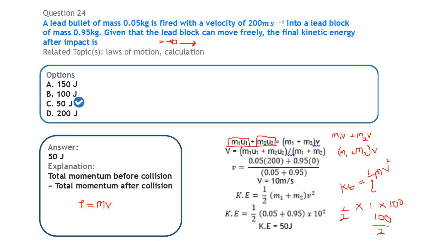Basically, the total momentum before collision, that is before the collision between that bullet and that block into which it was fired, is going to be equal to the total momentum after collision. Now the formula for momentum is that momentum is equal to the mass of the body times the velocity of the body. We are going to have initial momenta before collision, and then momentum after collision.